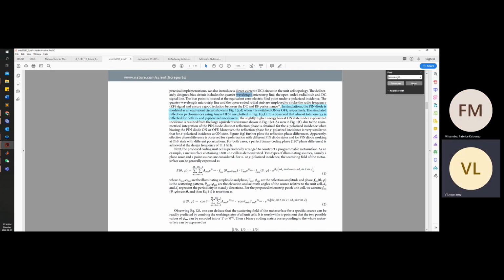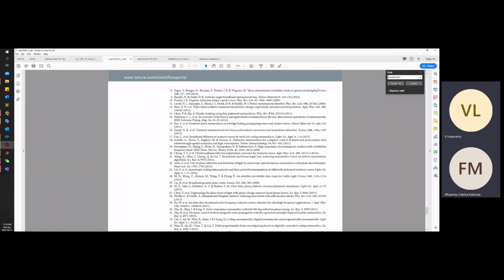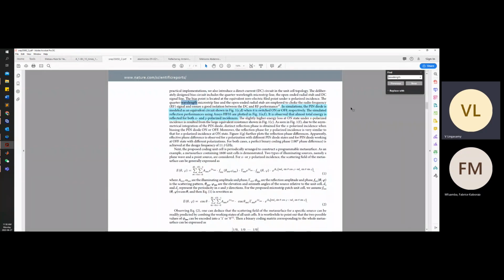Quarter wavelength stub. That's all, right? Okay. So what they are saying is the length of the stub, the right stub with the patch, is quarter wavelength, which means lambda by 4. Okay. So one more thing, do you understand this equation on the bottom?